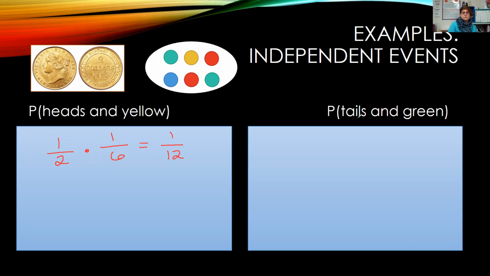Okay, our next one, the probability of getting tails, is a 1 out of 2. The probability of getting green, we have 2 greens out of 6 marbles, so that's 2 out of 6. We're going to multiply. We get, again, 2 out of 12, which simplifies to 1/6. Okay, so independent probability should be very familiar if you've watched the other videos regarding probability. Now let's look at dependent probability.